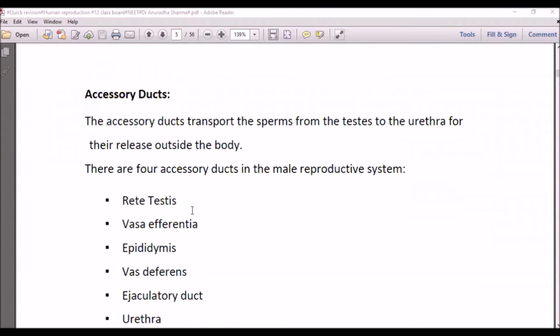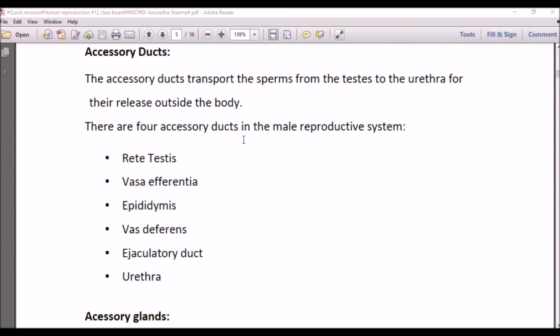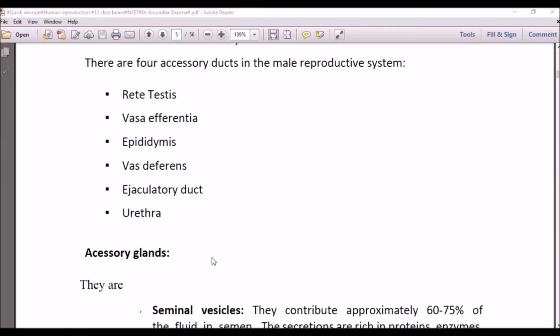Now apart from that, there are various accessory ducts. These accessory ducts transport the sperms from the testes to urethra for their release outside the body, because these sperms need to be released outside the body so that they can enter the female vagina and fertilization takes place. So these accessory ducts play an important role in transporting the sperms from the testes to urethra. Basically the accessory ducts present in the male reproductive system are rete testis, vasa efferentia, epididymis, vas deferens, ejaculatory duct and urethra.